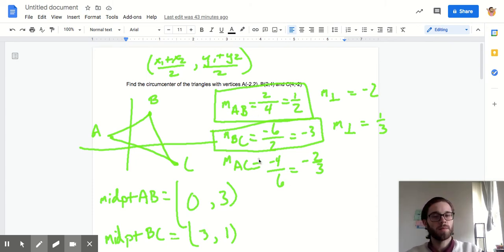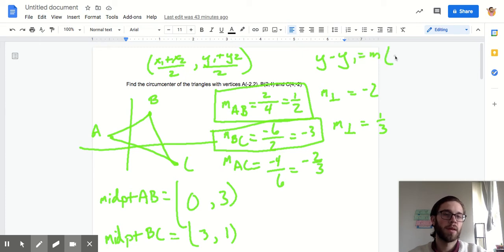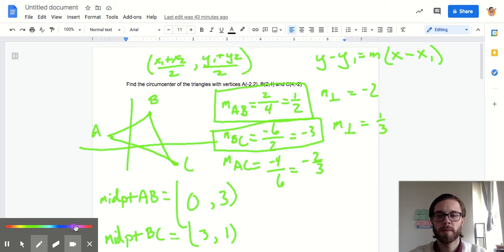Okay, so let's now write the equation of a line. So I have a point and I have a slope. So I'm going to use point-slope form, right? Because point-slope is y minus y1 equals m times x minus x1. All right, so there is our equation of a line using point-slope form. So I'm going to use my slope. Let me change colors so you can see what I'm doing.